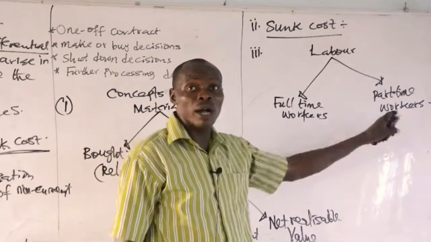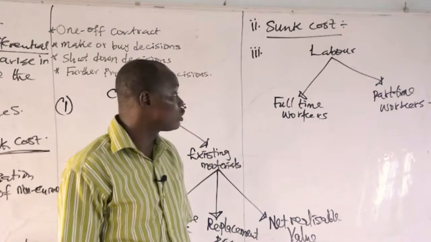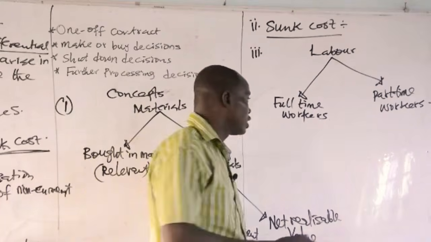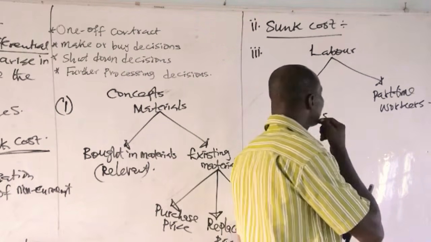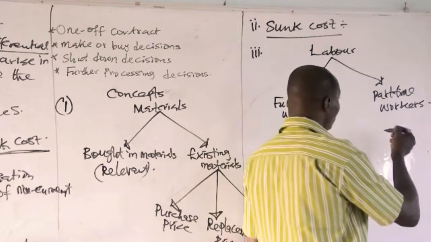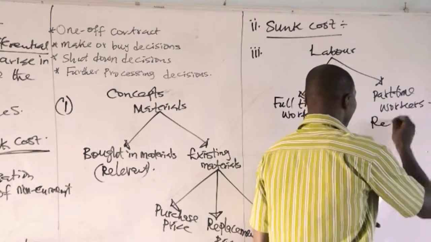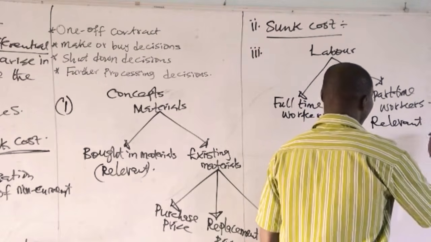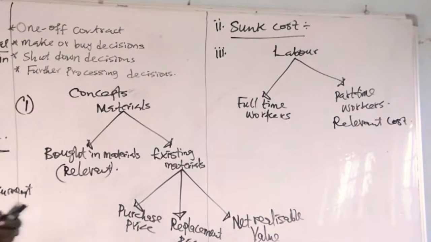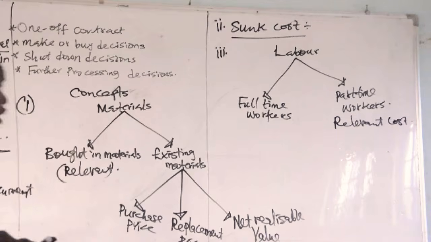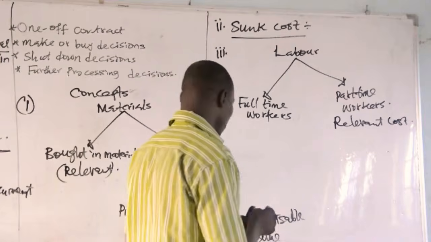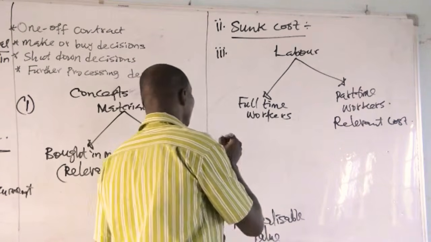Then, for part-time workers, these people receive what is called wages. The wages paid to part-time workers are variable costs, and relevant costs are differential costs. Therefore, this will be a relevant cost for the decision purpose. That is for the labor. So the opportunity cost of labor will be considered under the concept of opportunity cost.